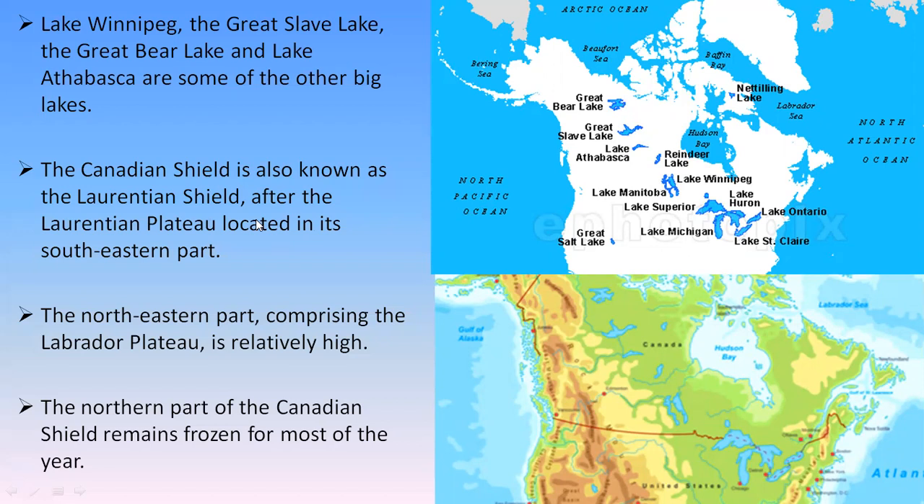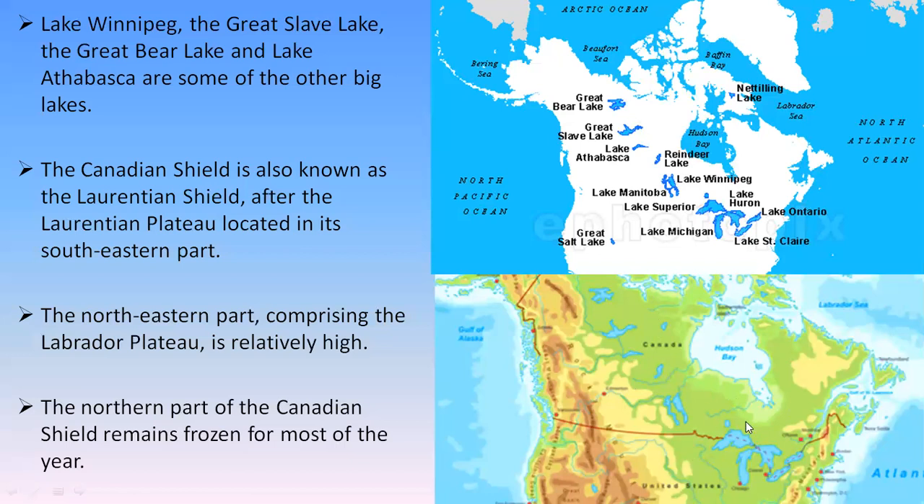The Canadian Shield is also known as the Laurentian Shield after the Laurentian Plateau located in its southeastern part. Where is the Laurentian Plateau? You can find this area, the Laurentian southeast part. The Laurentian Plateau is located over here. Therefore, the Canadian Shield got another name, the Laurentian Shield. Clear? The Laurentian Plateau is on the south side.